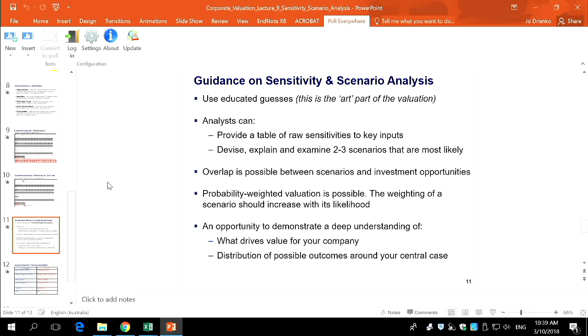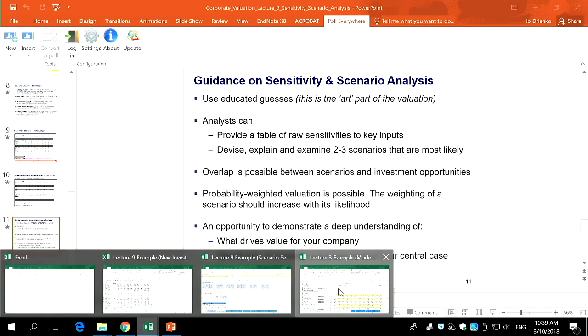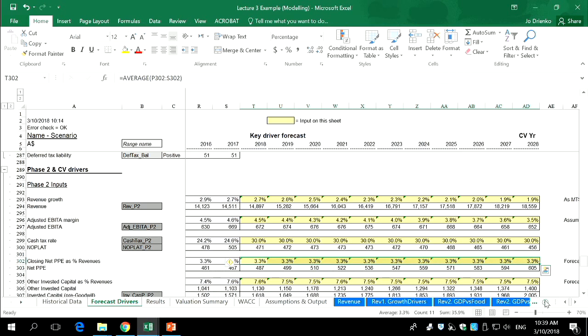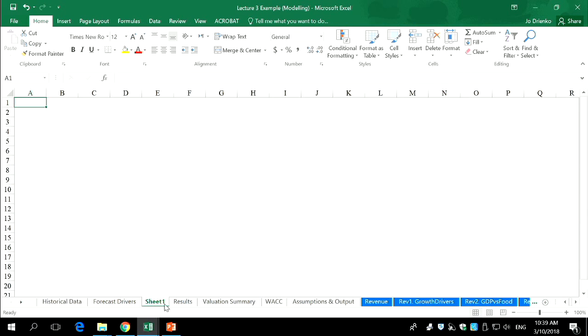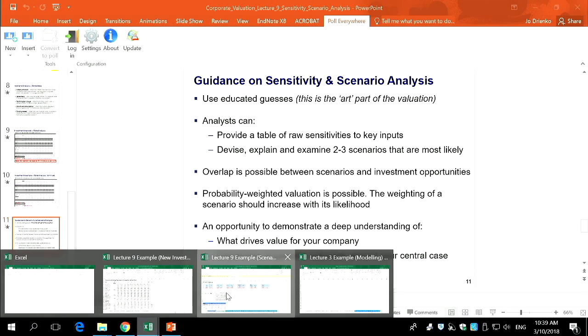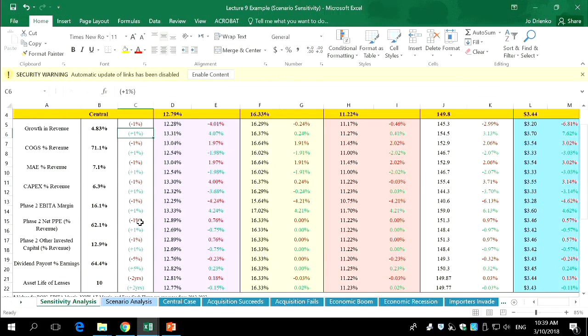Some guidance for you guys. This is sort of the approach that I took when I was an analyst. It is an educated guess. This is the art aspect, the subjectivity of an analyst. Analysts can provide a table of raw sensitivities to key inputs. I used to do this as an analyst. I didn't put it in my report, but I always had a separate tab in my DCF model that was titled sensitivity. And I had a table like the one I showed you, similarly to what this team did.